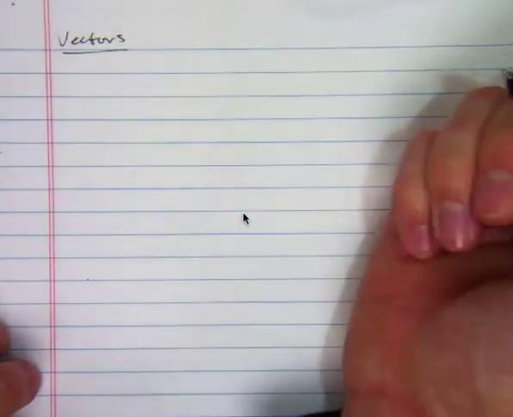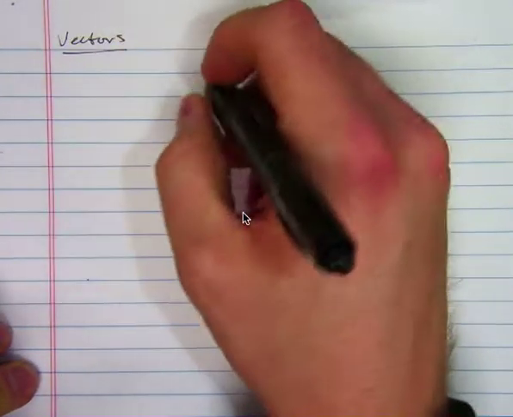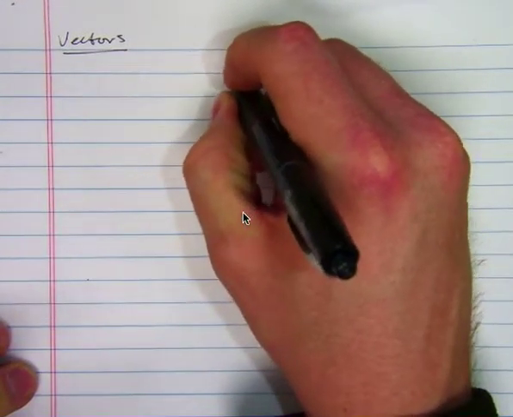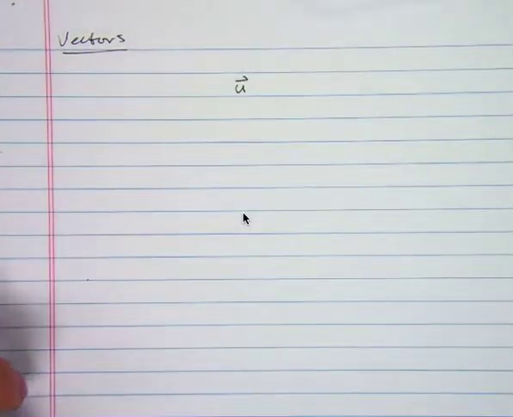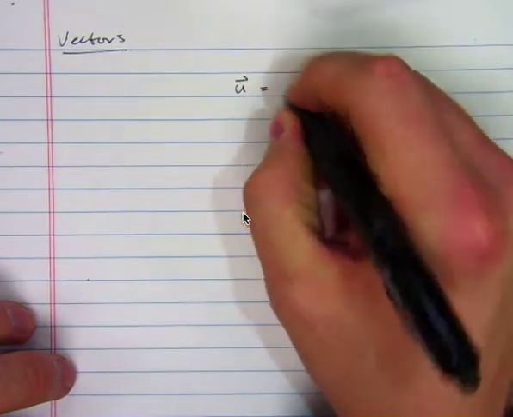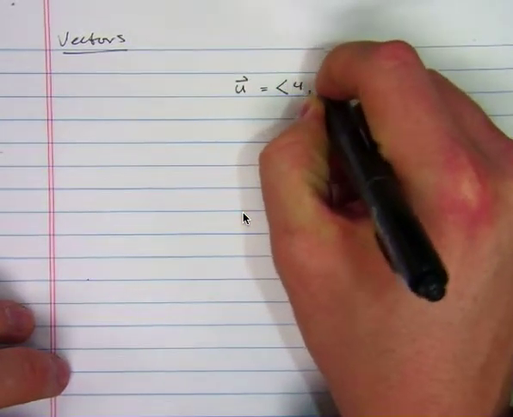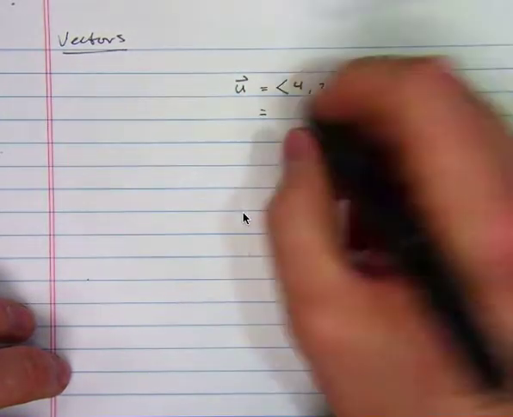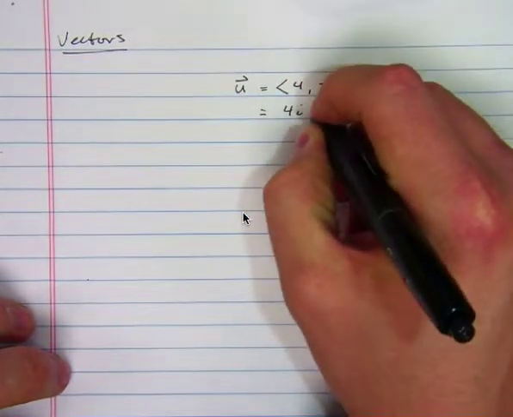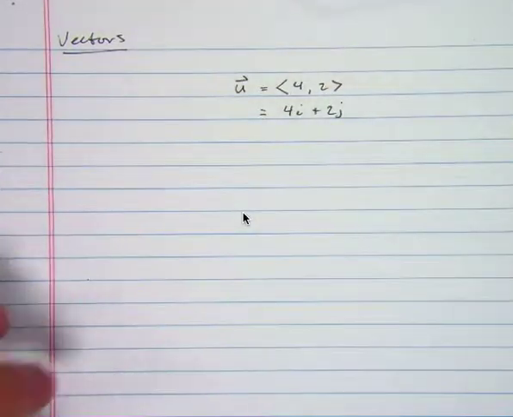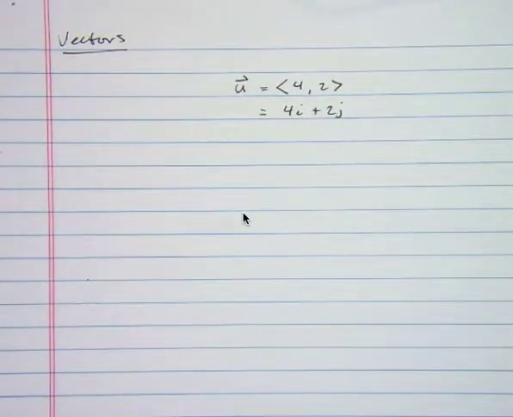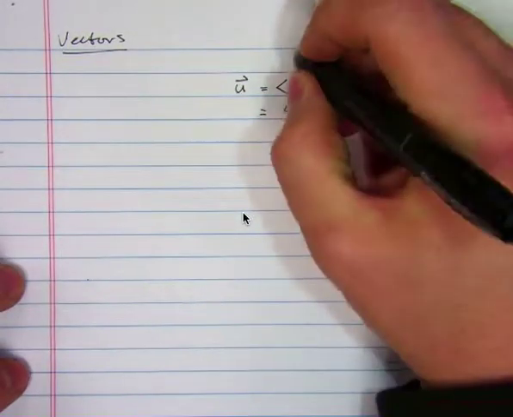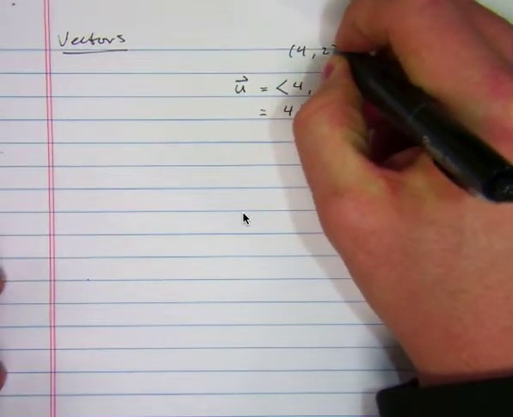So we're going to talk about vectors, and we're going to talk about the notation again. If I give you a vector u, we write it like that, a u with a little arrow over it. And there's two ways to write it. One way is to just give coordinates. The other way, this is more of an electrical engineering way, is to write it as 4i plus 2j. They all mean the same thing, and basically this is the point (4, 2).